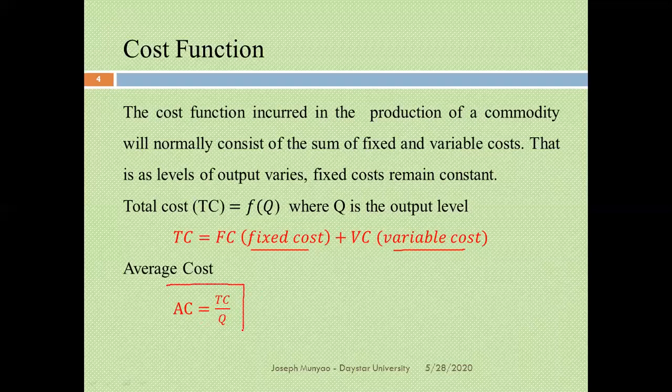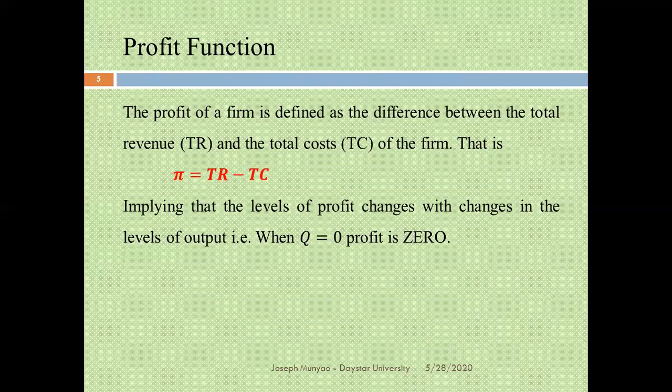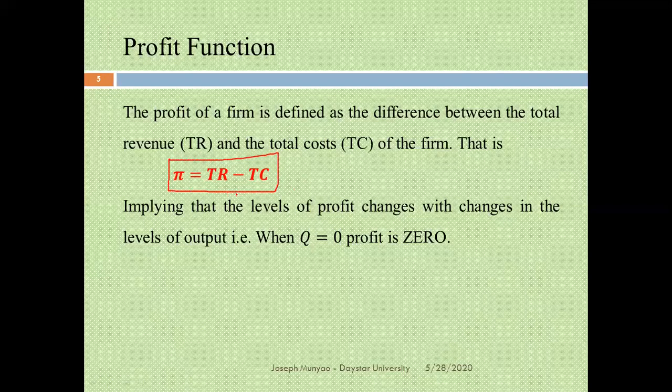And the average cost function, again, similar to the average revenue, is the total cost divided by the quantity produced, Q. Now, when you look at these two functions, the total revenue and the total cost, you can work out the profit function. The profit function we will denote by pi, and that profit function is simply the total revenue, the revenue you have collected, minus the cost that you have incurred to produce that output. So it implies that the level of profit changes with changes in the level of output.